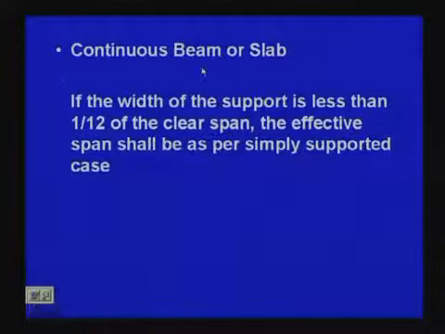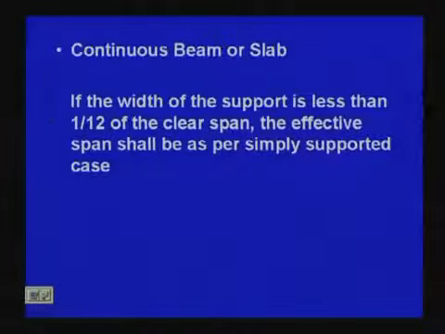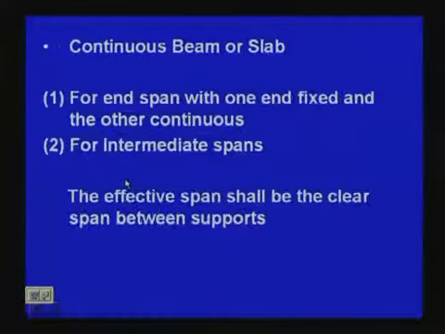But if it is a continuous beam or slab, the code says, in the same clause, if the width of the support is less than 1/12 of the clear span, then it is dependent on the support width. The effective span shall be as per the simply supported case, the one which we have already described. That means it is dependent on the width of the wall or the support. But we do not stop here, there is further clarification.